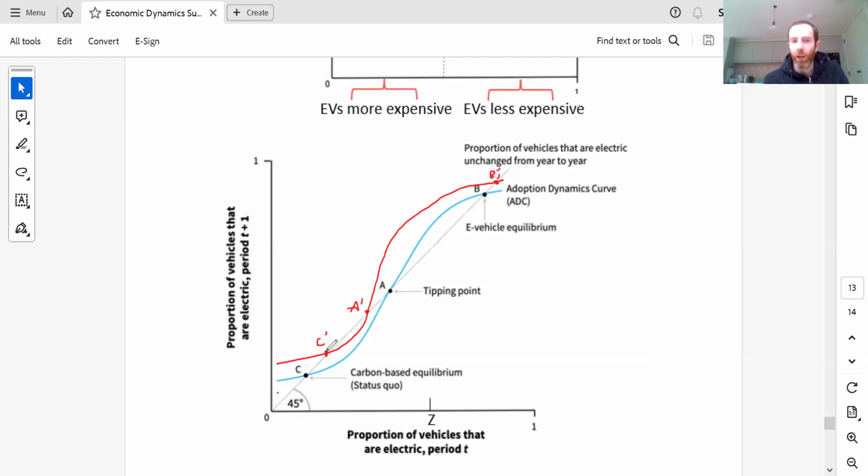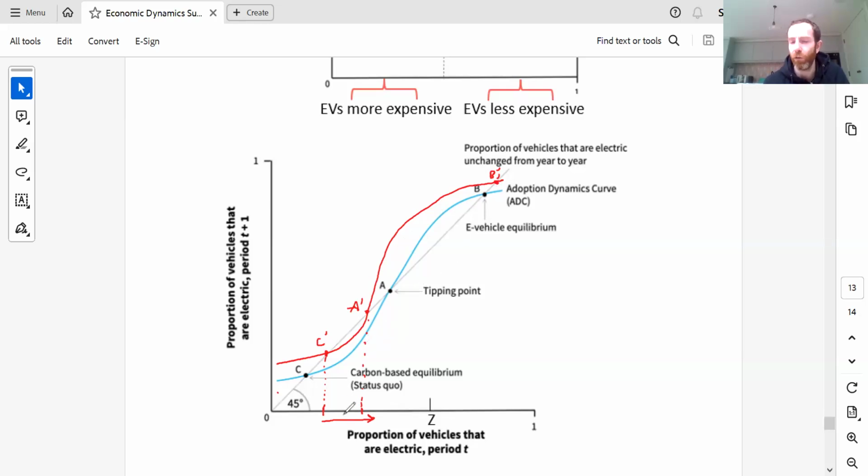And so the crucial thing about this shifting upwards of our adoption dynamics curve is we've brought our carbon-based equilibrium closer to the tipping point, which now means we would need a smaller shock, right? A smaller jump in the proportion of vehicles to get past the tipping point and to be on the road to the electric vehicle equilibrium.